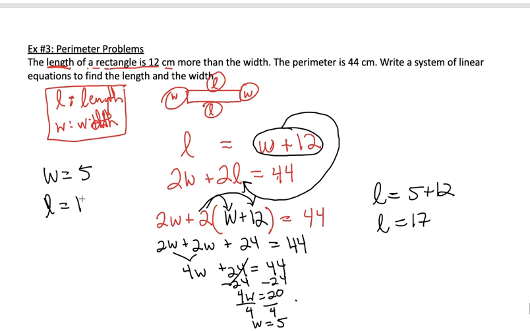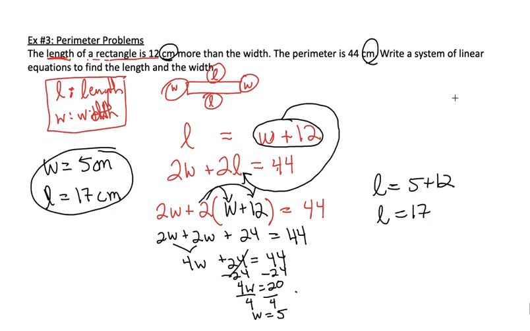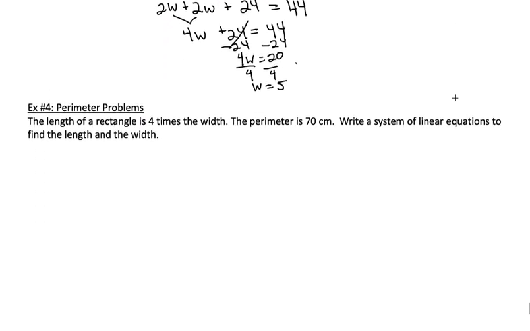Just like we did before, we do need labels. All word problems do need labels. So we go back to the equation and see there's centimeters, so our width is 5 centimeters, and our length is 17 centimeters. And that is how we do perimeter problems. Now we'll do one more of those.